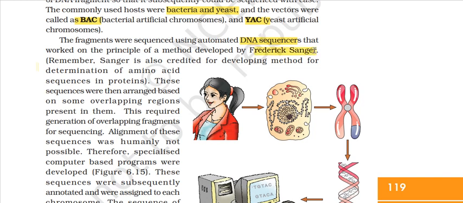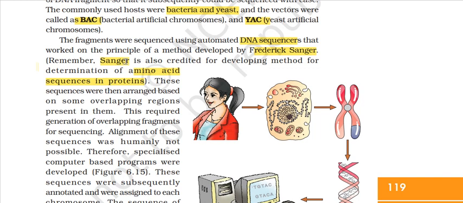Remember, Sanger is also credited for developing method for determination of amino acid sequences in proteins. So you have to remember Sanger, उसने क्या किया? DNA sequencing और amino acid sequencing में भी इसने help किया. Sequencing, S for sequencing, S for Sanger. You'll remember this forever. These sequences were then arranged based on some overlapping regions present in them.